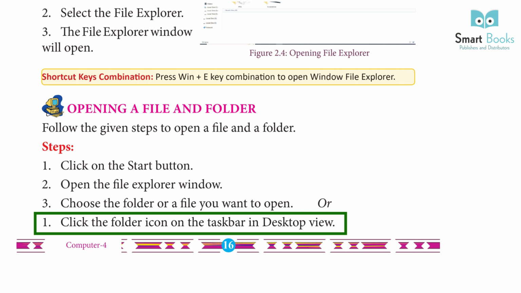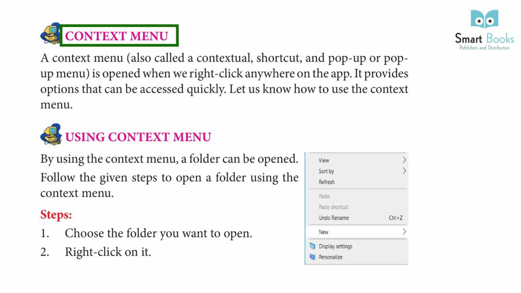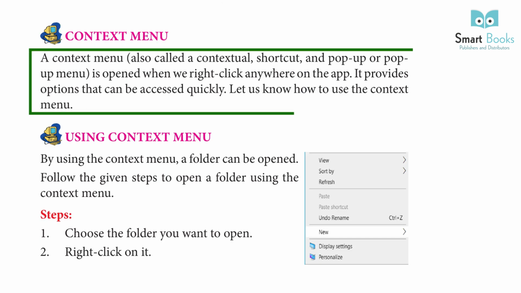Context menu. A context menu, also called the contextual, shortcut, pop-up menu, is opened when we right-click anywhere on the app. It provides options that can be accessed quickly. Let us know how to use the context menu.